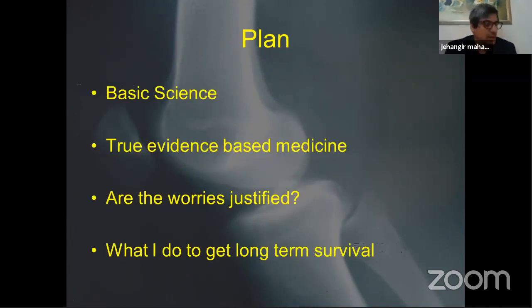Now, the plan of my talk. Let's start with the basic science, and cover a bit of what Professor had said. Let's put into perspective true evidence-based medicine, which we are supposed to be using. The worries about bone loss, fractures: are they there, and in which type of knees? And just because I'm a really committed PS user, I'll give my tips on how I try to improve long-term survival and do away with many of the points which Professor had said happen in PS knees. So I'll tell you what I do.